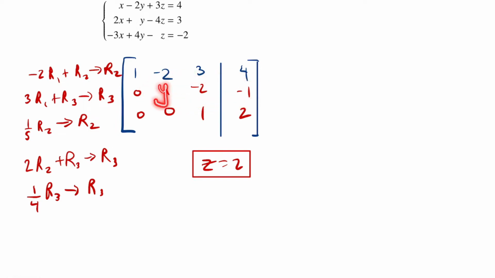Now we write the second equation, which would be this one. The coefficient for y is 1. The coefficient for z is negative 2. So we have 1y minus 2z equals negative 1. Here's your equals, and here's your negative 1. Well, we know z is 2, so we do our substitution here.